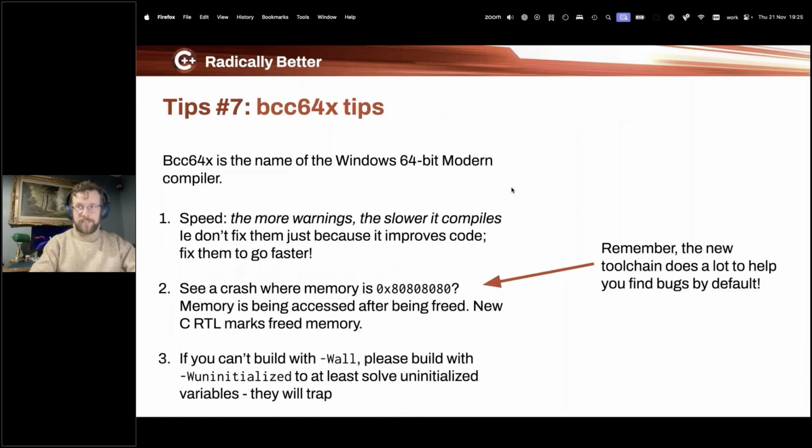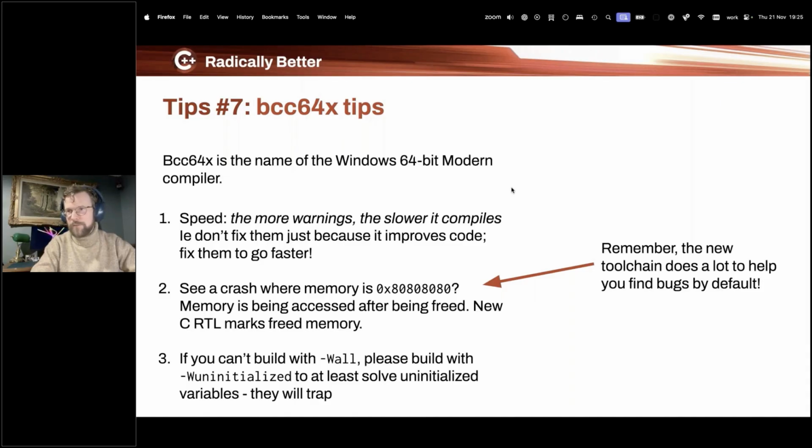All right, tip number 7, and we're getting to the end here. This webinar has taken a little longer than planned, but there's a lot of content. Tips on using the new compiler. The command line version is called BCC64X, so you'll hear us refer to it both as the modern compiler or as BCC64X. First of all, the more warnings, the slower it compiles. Quite literally, the more warnings it emits, it actually has a noticeable impact on compile speed.